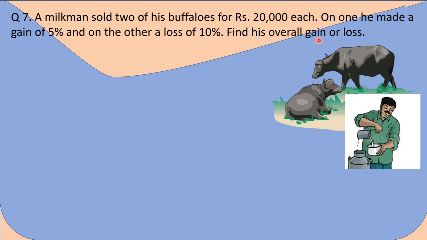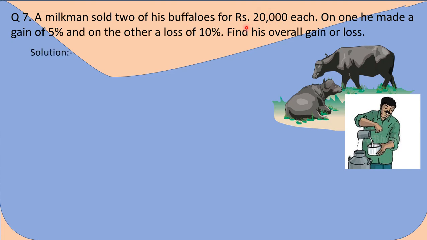Now what quantity is missing here for finding the overall gain or loss? As we know, gain is selling price minus cost price, and loss is cost price minus selling price. So in case of gain, selling price will be greater, and in the case of loss, cost price is greater. Now here in this problem we are given only the selling price, not the cost price. That means we have to first find out the cost price of the buffaloes. So individually we will find out.